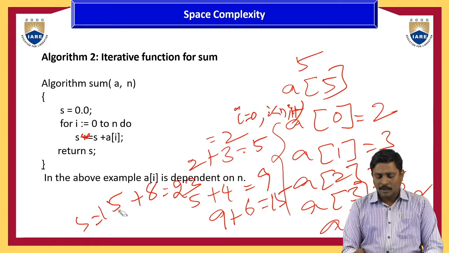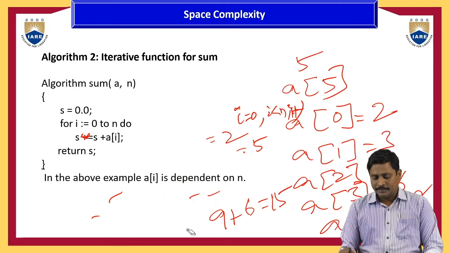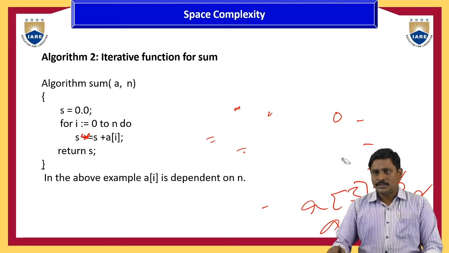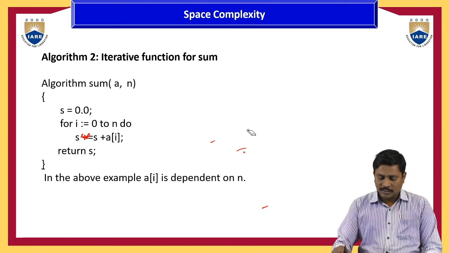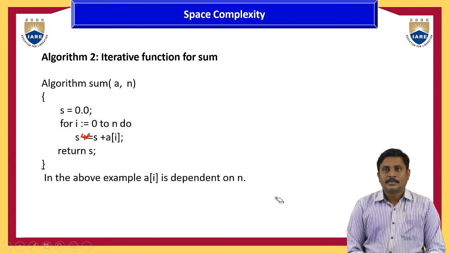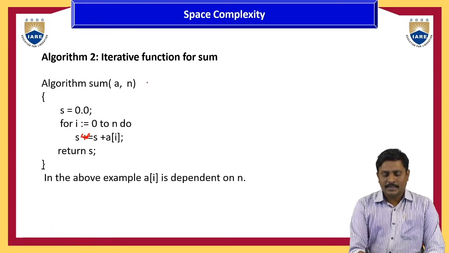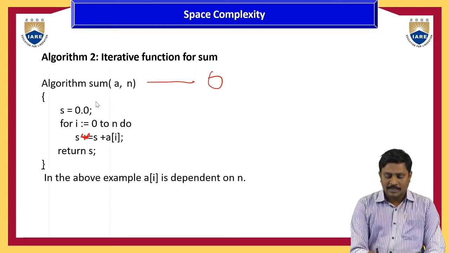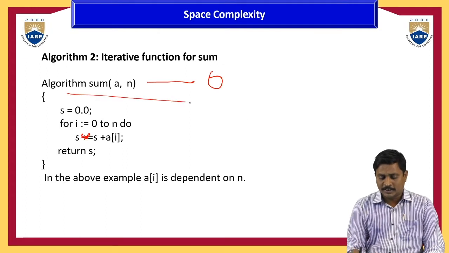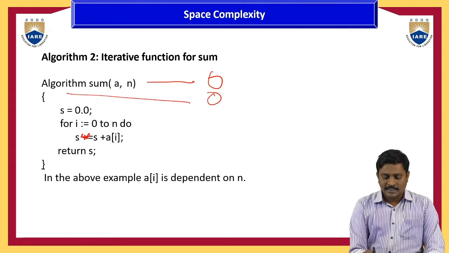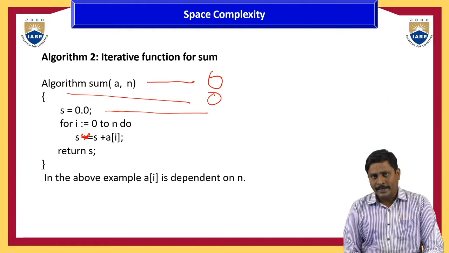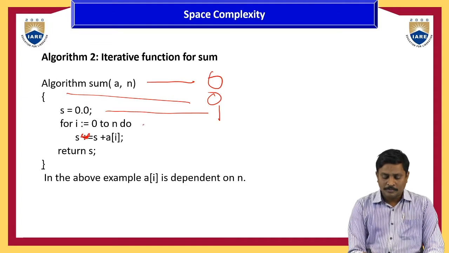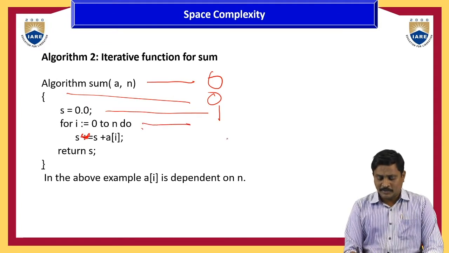Now for this algorithm, let's find the space complexity. How do we find the space complexity of this algorithm? Here we see the algorithm Sum(a, n). This is the heading of the algorithm, and it takes 0 step count. The braces also take 0 step count. Now s equal to 0.0 is a simple statement, and it takes only 1 step count. The first statement of the for loop is a simple statement, and it takes 1 step count.